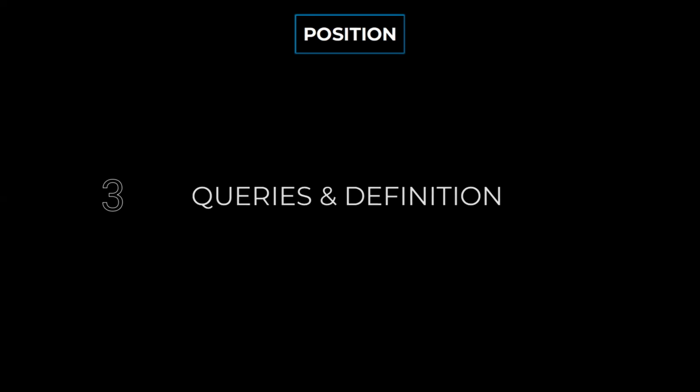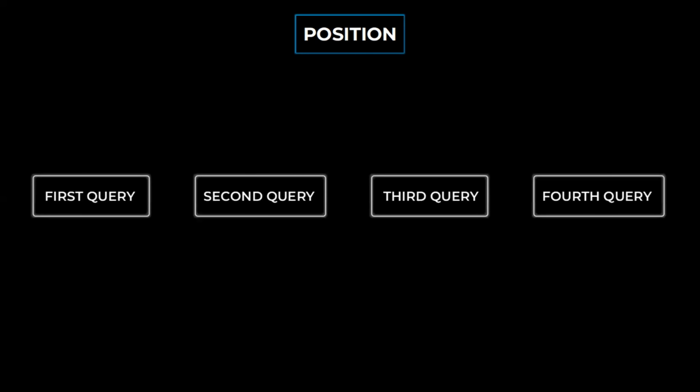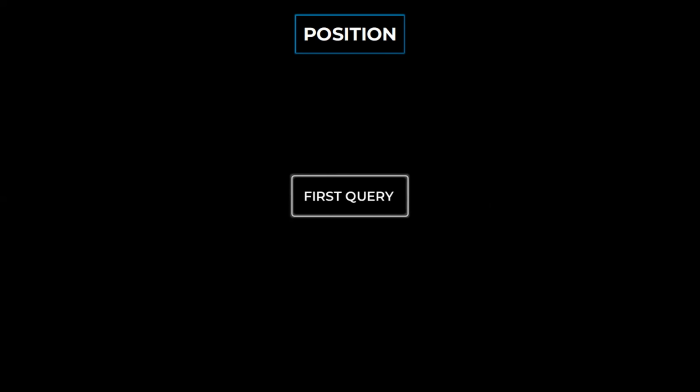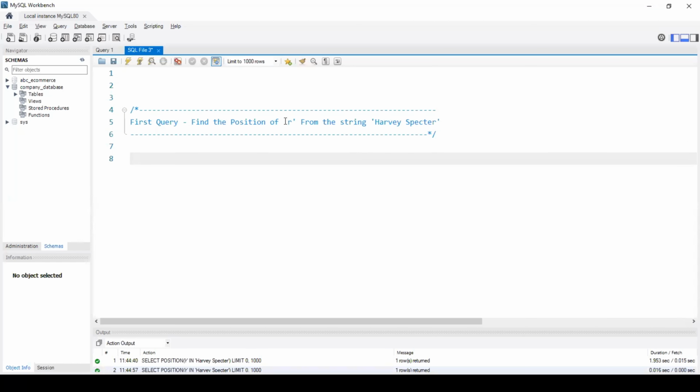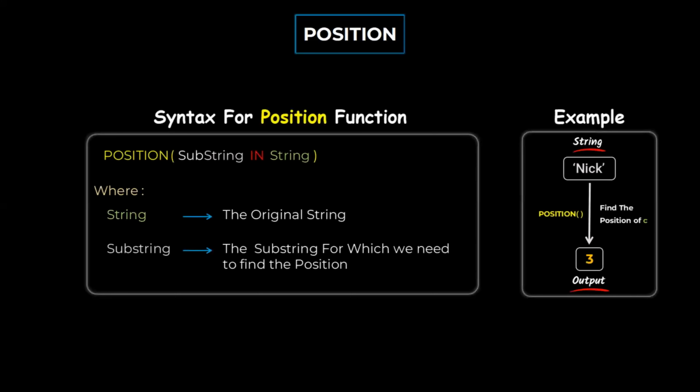We will be solving around 4 queries. Now we will solve the first query from it. In this query, we need to find the position of R from the string Harvey Specter. So we need to solve this query by using position function. To solve this query by using position function, first thing we need to know is the syntax for position function. The syntax for position function is this now.